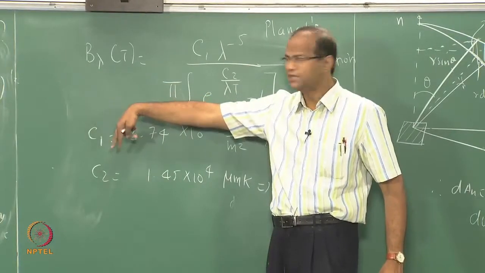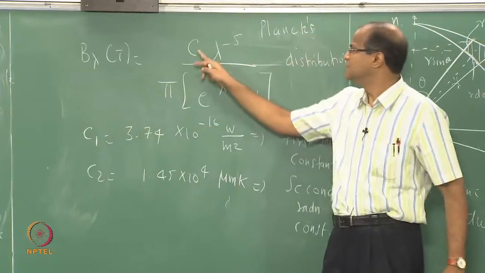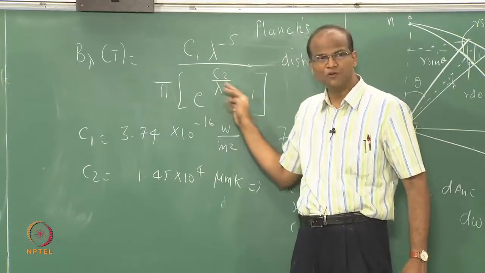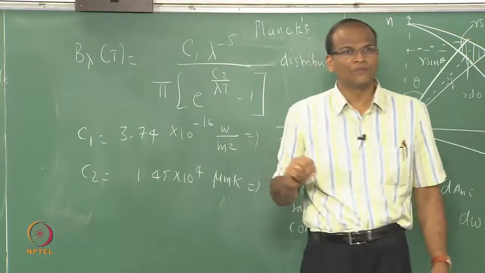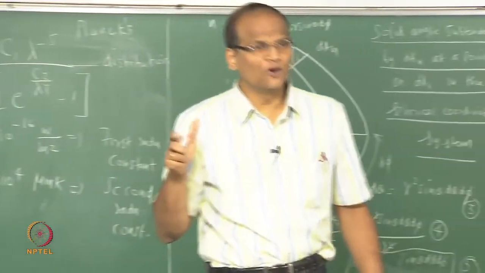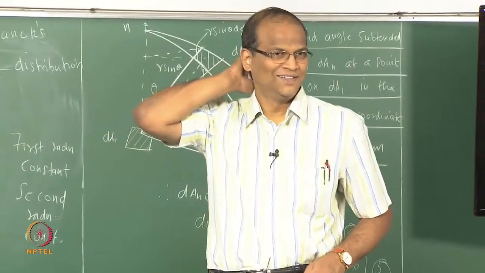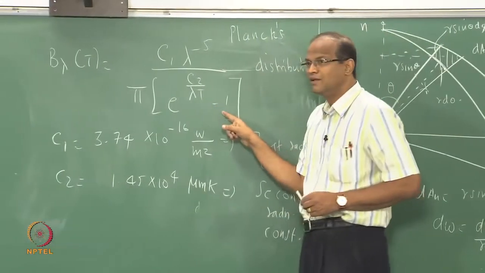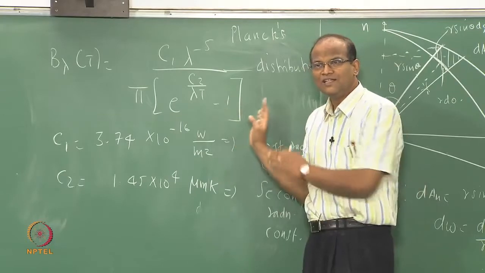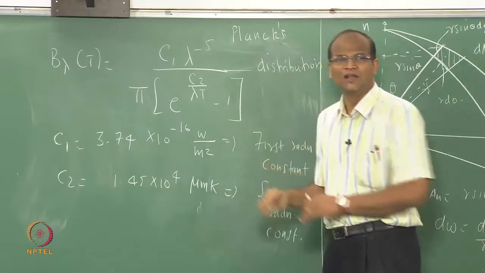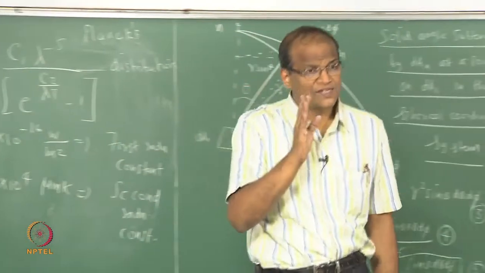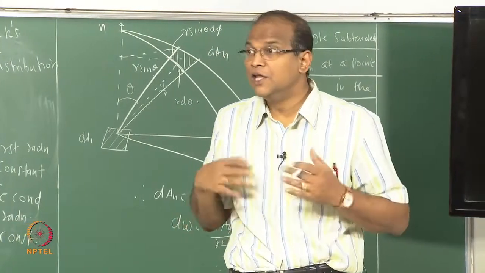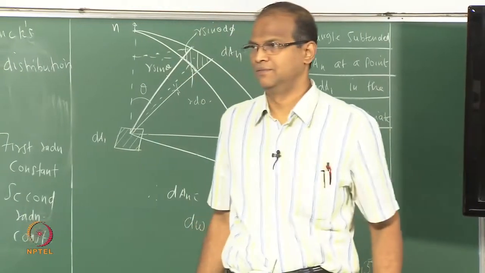Rayleigh and Jeans got a distribution for B lambda, which is C1 lambda to the power of minus 5 divided by pi into e to the power of C2 by lambda T. Planck added minus 1 and got the Nobel Prize. He just added minus 1. When he added minus 1, his experimental curves and his model agreed very well. So first, it was curve fitting. He just added minus 1 and it worked. Then he worried why it worked.